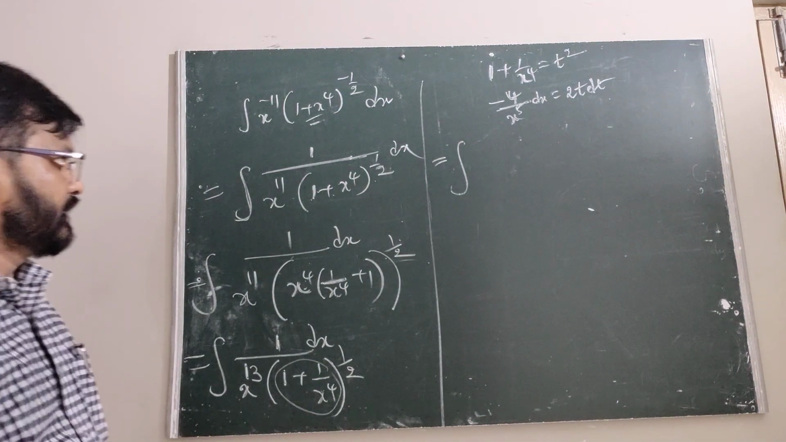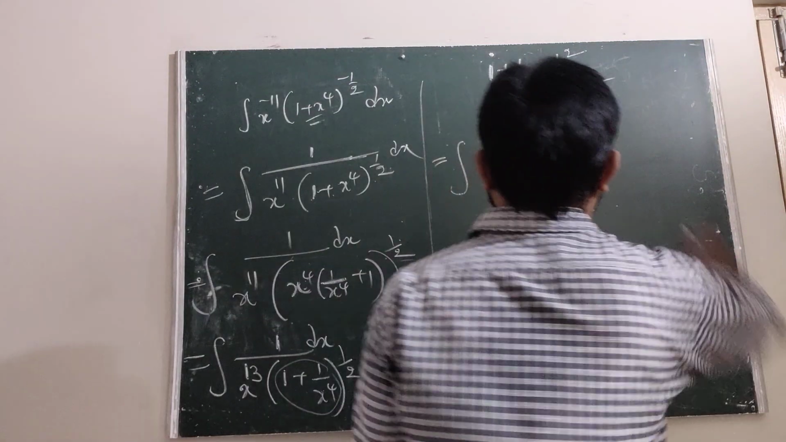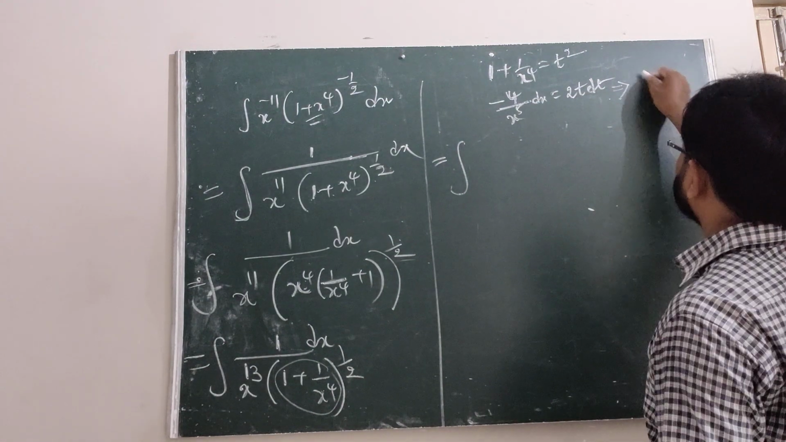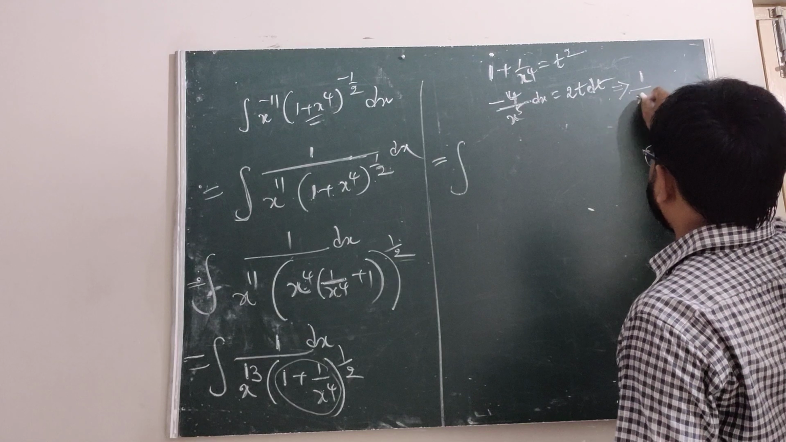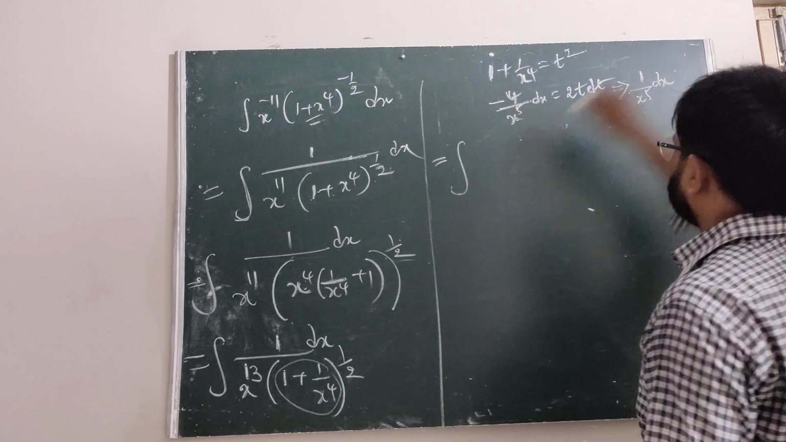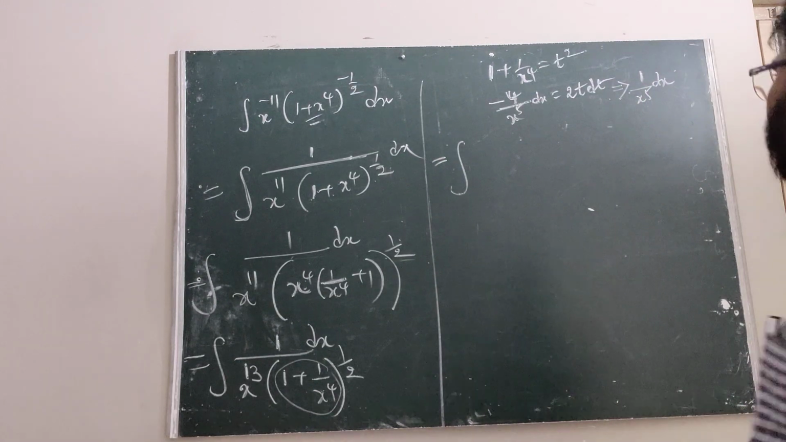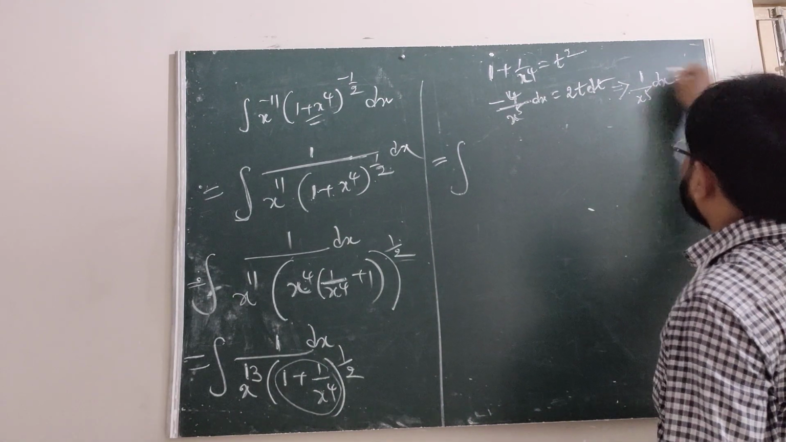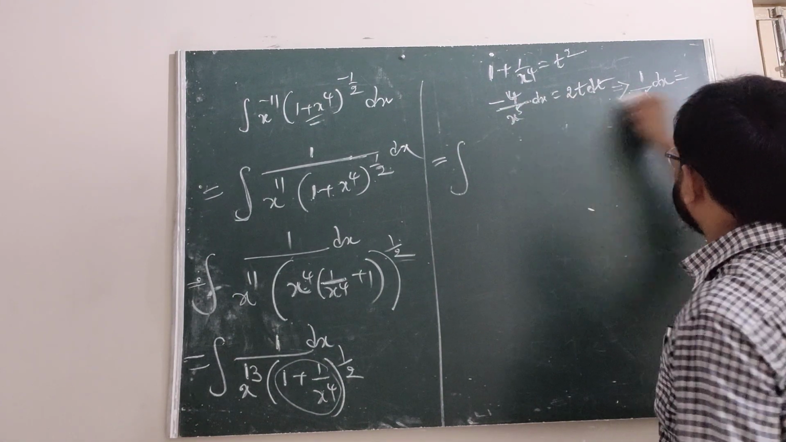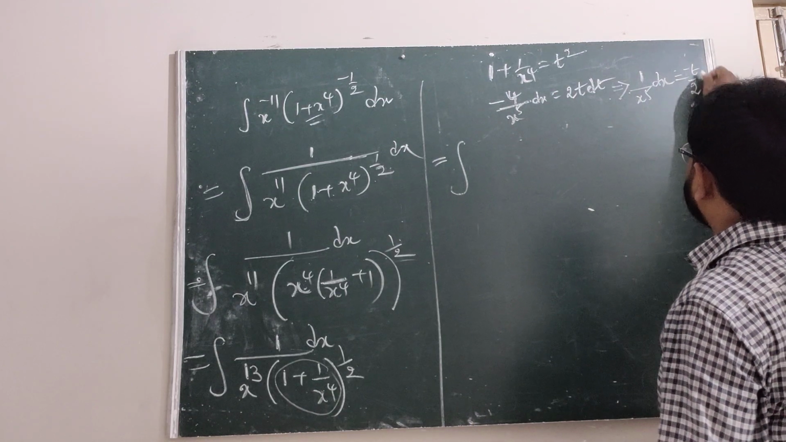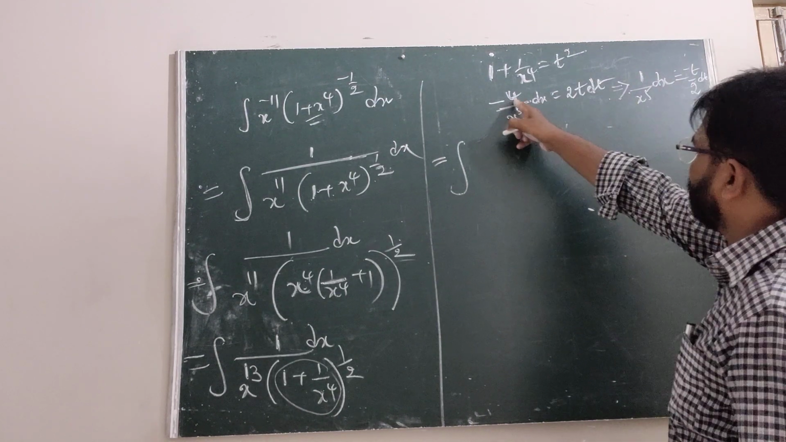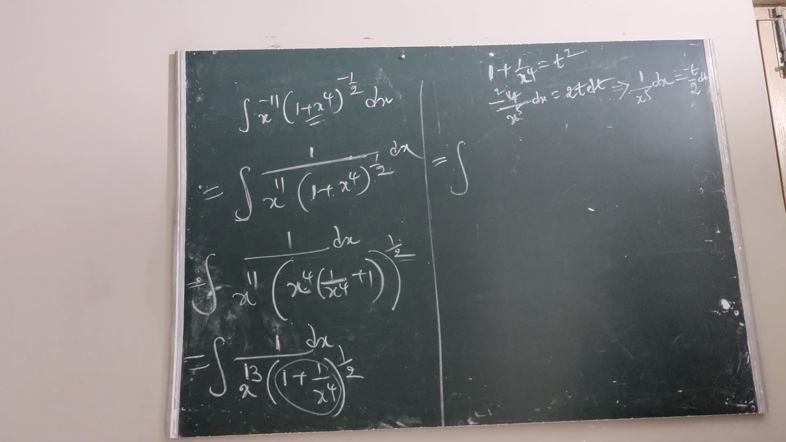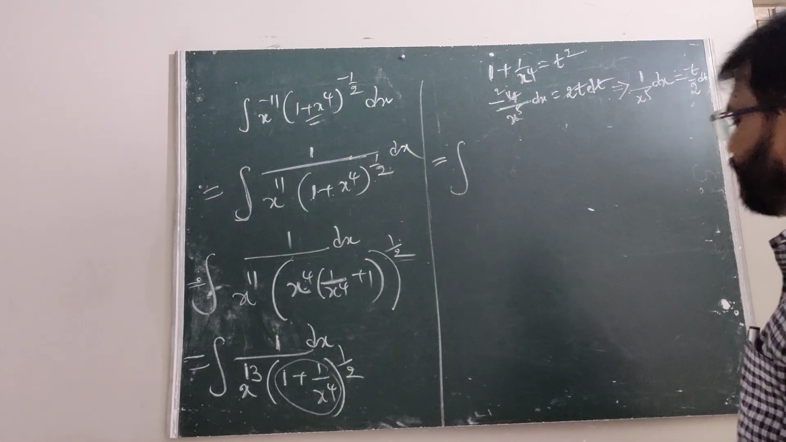Now we can write minus 4. Now this can be sent to the other side. Now this is 1 upon x power 5 into dx. 1 upon x power 5 into dx equals, therefore 4 is sent to the other side, by 2. That is minus t by 2 dt. Minus of t by 2 into dt.